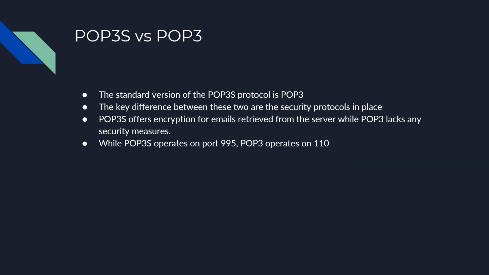POP3 is the standard version of POP3S. The key difference between the two is the security protocols in place. POP3S offers encryption for emails retrieved from the server, while POP3 lacks any security measures. While POP3S typically operates on port 995, POP3 will operate on 110.